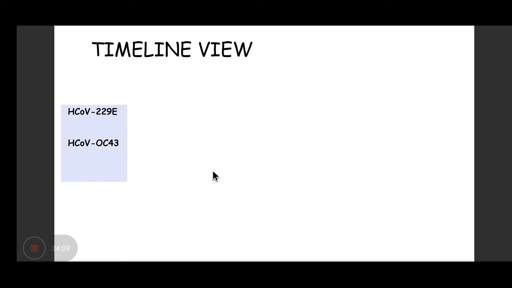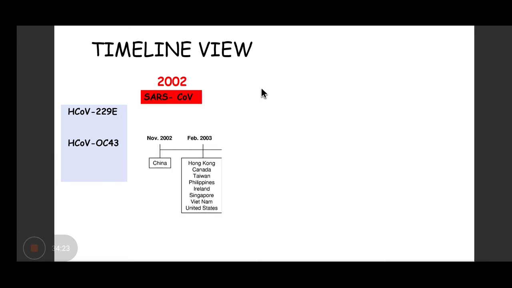Till 2002, only two human coronaviruses were known, 229E and OC43, and they used to cause only common cold. But in 2002, a new coronavirus came into existence. It came from some animal in China in November 2002, and then it rapidly spread to different countries: Hong Kong, Canada, Taiwan, Philippines. It caused severe pneumonia, and it was very infective. The name SARS comes from severe acute respiratory syndrome.